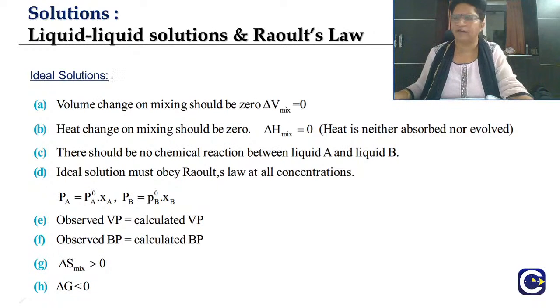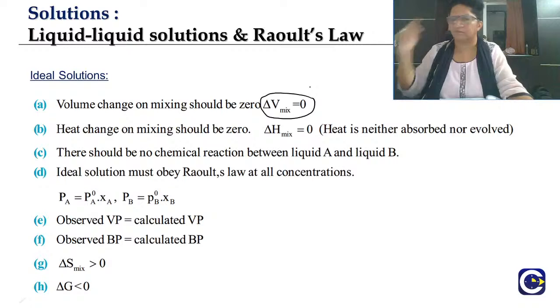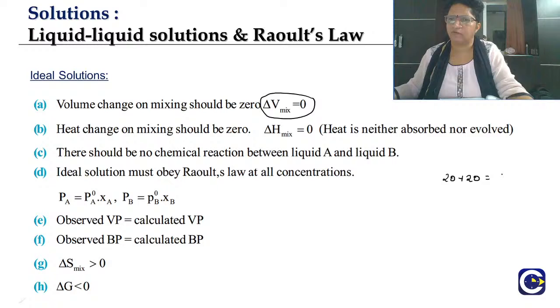So if it is an ideal solution, என்ன ஆகும்? The delta V mixture வந்து 0. Delta V mixture 0 ன்னா என்னங்கம்மா? நமக்கு volume வந்து, if we mix up two liquids, நம்மளுக்கு generally என்ன ஆகும்? If I take 20 ml of one liquid, 20 ml of another liquid, if the forces are equal, it will become 40 ml. If the forces are not equal, it might be more than 20 plus 20.